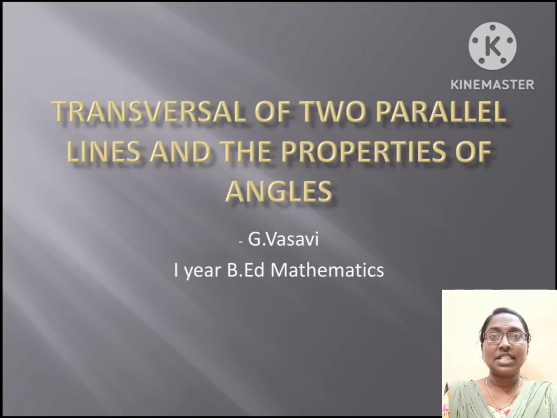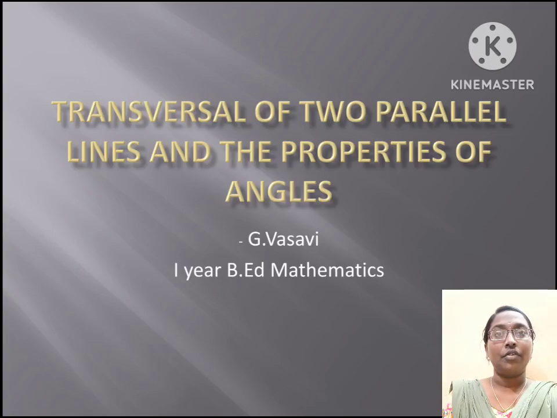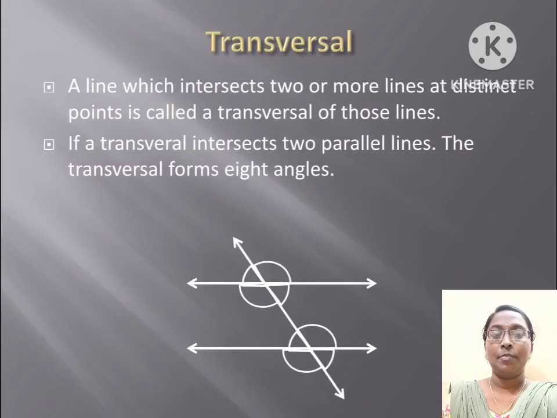In this video, we will be seeing about transversal of two parallel lines and the properties of angles. In order to understand what it is, we are going to see what a transversal is. A transversal is a line which intersects two or more lines at distinct points, and it is called the transversal of those lines.